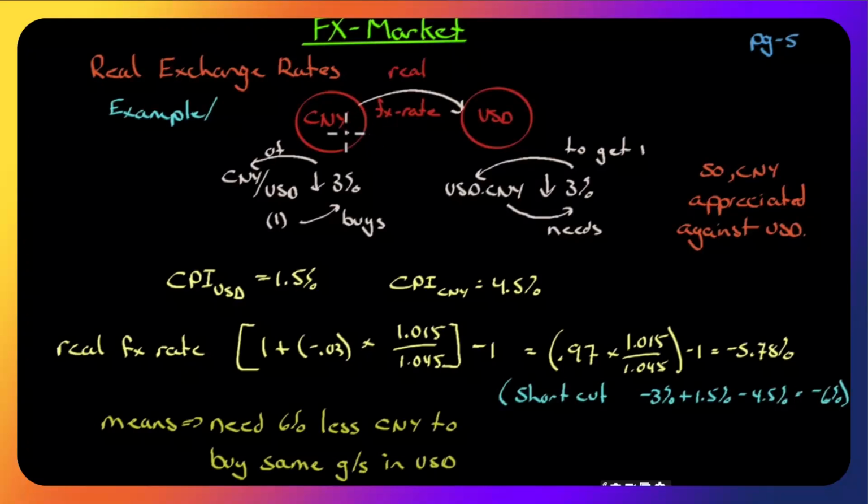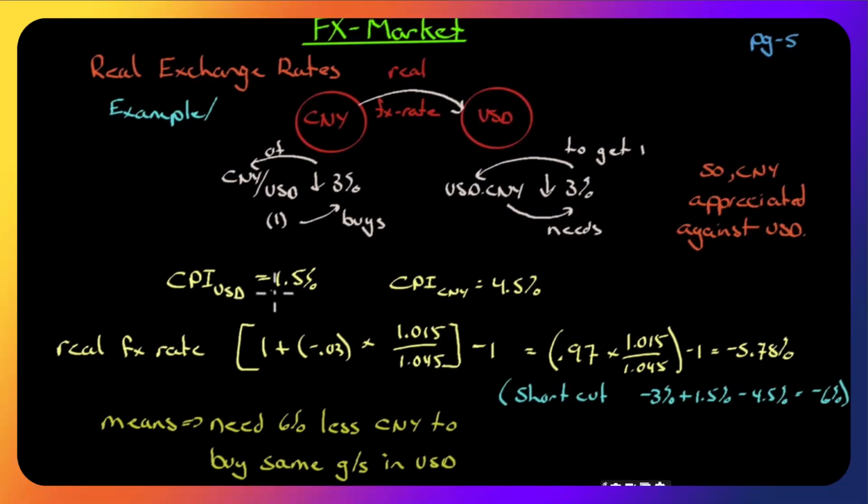So if that's the case, just with the exchange rate, never mind inflation rates, a consumer in China needs 3% fewer yuan to buy the same goods and services. So for the same amount of money, they can actually buy more now. So their purchasing power has increased because of the drop in the exchange rate. Let's add some inflation rates in there.